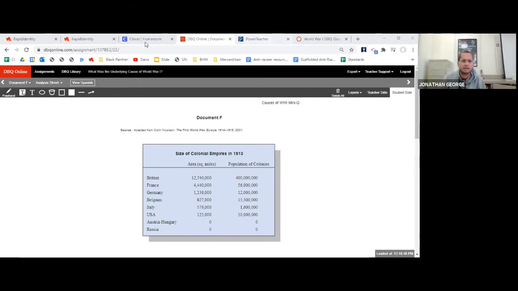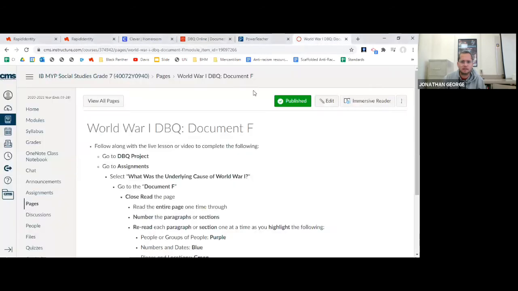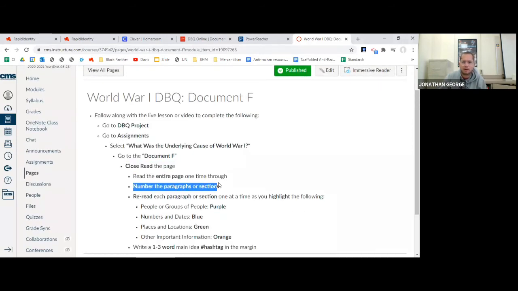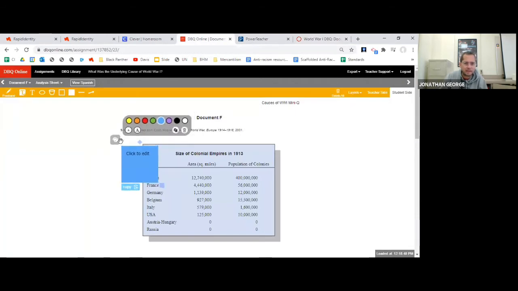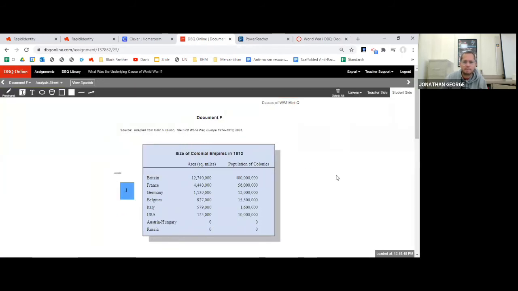All right, so now next step. We read through that document one time, just getting familiar with it, seeing a little bit about what it's going to be about. Now we need to number the paragraphs or sections. Once again, this is not your formal grade, that's the analysis sheet. So once again, we can do some of this together. Paragraph one. Now we reread it and highlight appropriate content based on what we've been doing before.